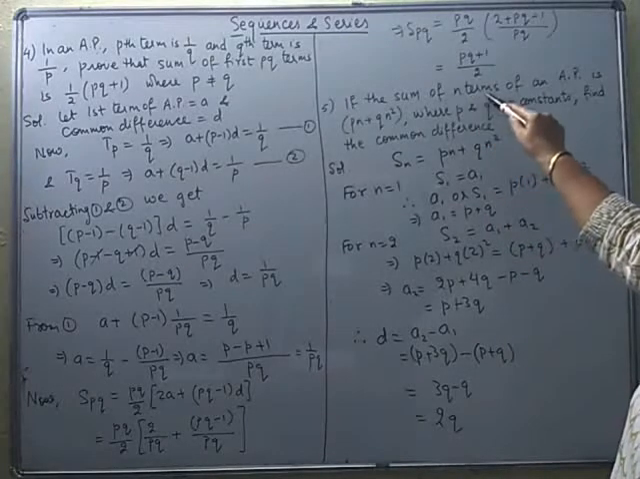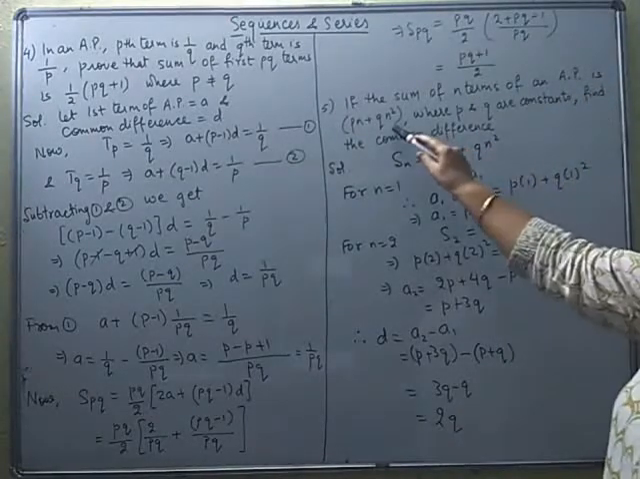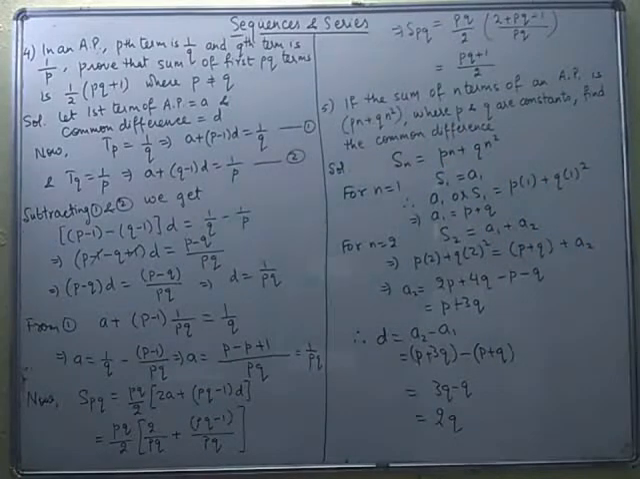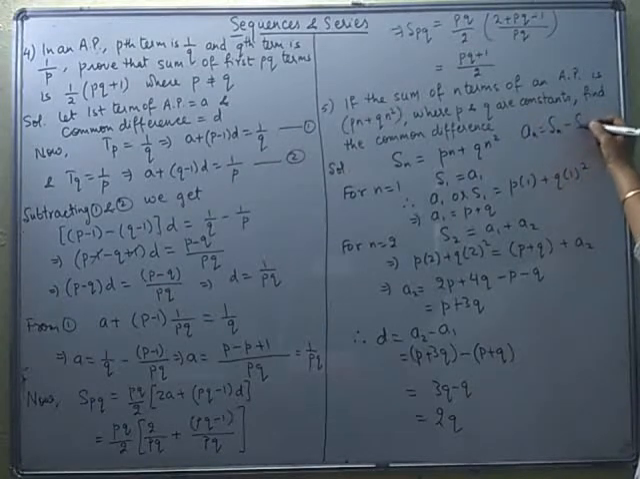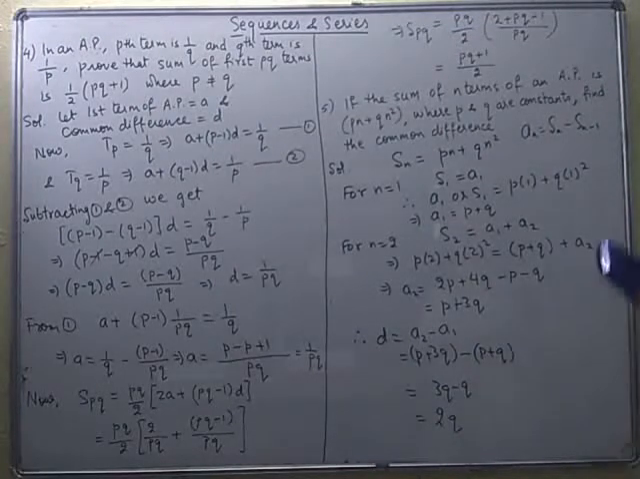It says if the sum of n terms of an AP is of this form, where p and q are constants, find the common difference. See, even these type of questions you have done in class 10th, it can be done in two ways, either by replacing n by its values 1, 2, 3 and so on, or you can even write that the nth term can be written as, see, this is also a formula. An can be written as Sn minus Sn minus 1. So, once we get the last term, nth term, all the terms can be evaluated.